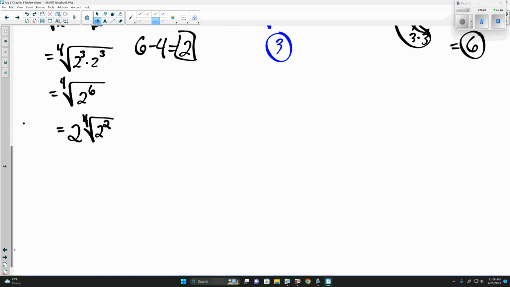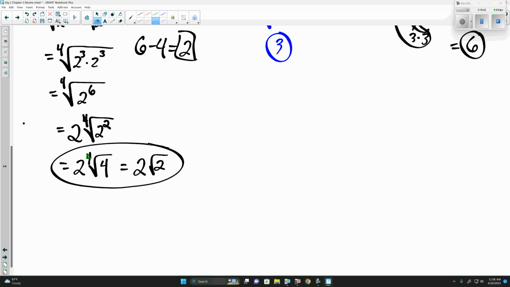So we can say this is the same as 2 times the fourth root of 2 squared, which is really saying 2 times the fourth root of 4. Now it does work out that this is the exact same as 2 square roots of 2, but I will take either one of these here.